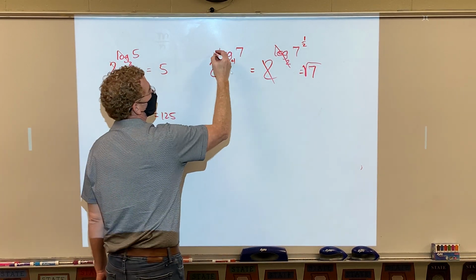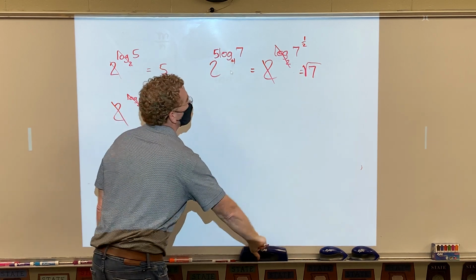Make it a little uglier. What if there was a 5 out front? What could I do?